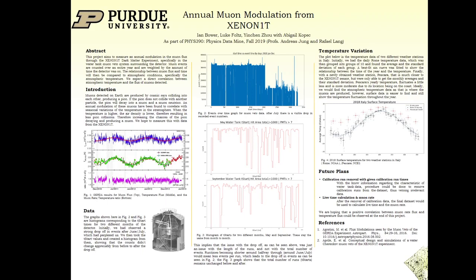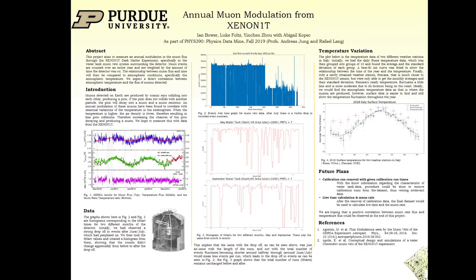Temperature data are collected and analyzed to be used as a comparison to the muon rate. Figure 4 is the temperature data of two different weather stations in Italy. Initially, we had the daily room temperature data, which was then grouped into groups of 10, and we found the average and the standard deviation for each group, shown in the graph by black data points. A best fit sine curve was fitted to show the relationship between the time of the year and the temperature.